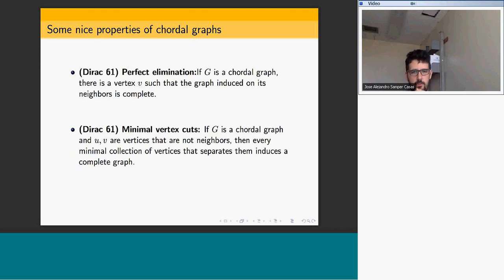The other property of chordal graphs, and why these are very nice, is this: let's say you have a chordal graph and two vertices u and v which are not neighbors. I want to find a minimal subset of vertices that separate them, a set of vertices such that every path from u to v crosses at least one of them, or if I remove it I get two different components. The theorem of Dirac is that if you take any two non-neighboring vertices and look at the induced subgraph on any minimal cut, you get a complete graph.